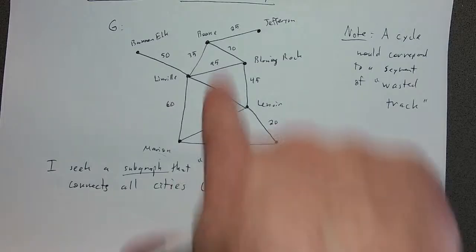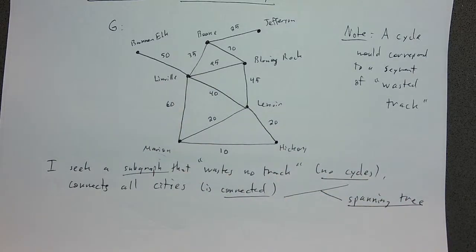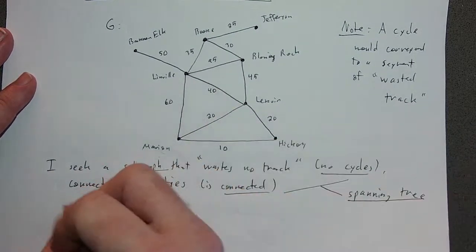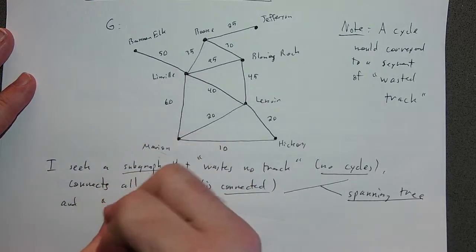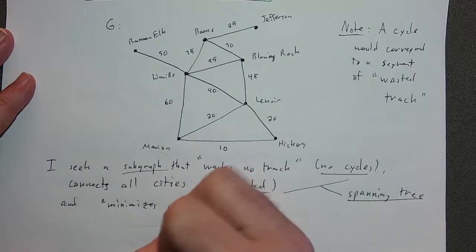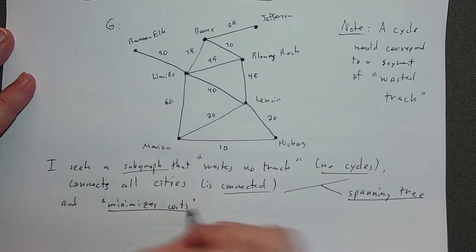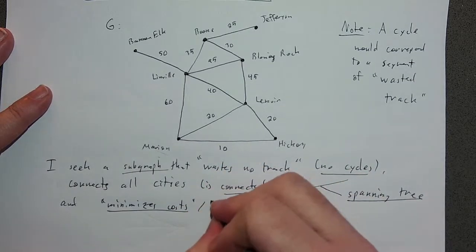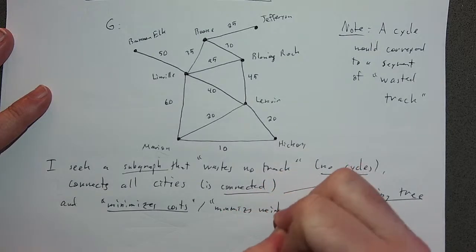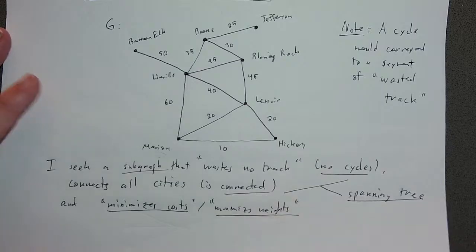Now, since we have these weights, if these weights correspond to the cost, I want to minimize the cost. So I seek, ideally, a subgraph that wastes no track, connects all cities, and minimizes costs. Or minimizes whatever the weights, right? Minimizes weights.